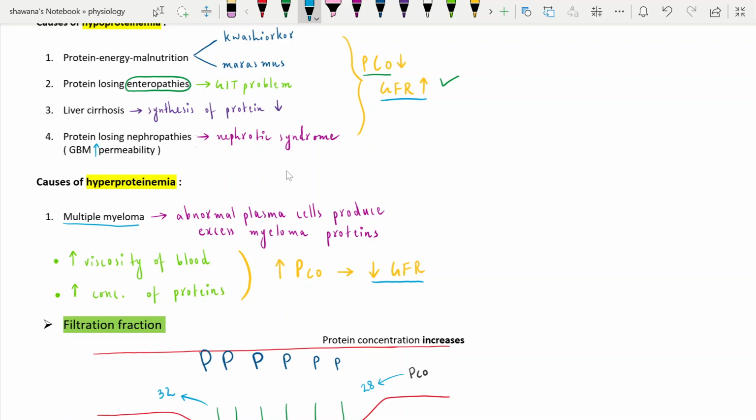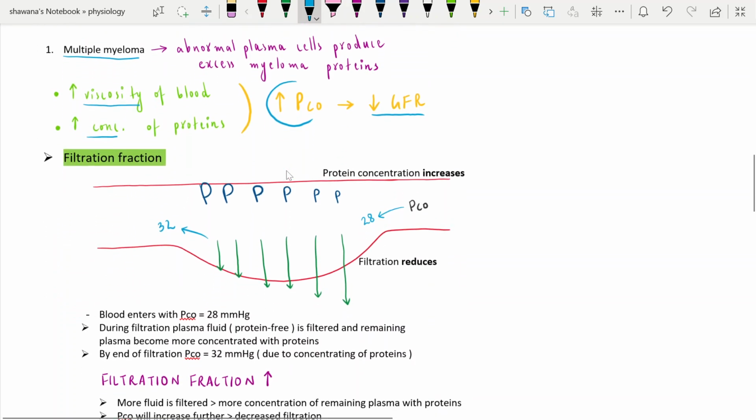They start to produce abnormal immunoglobulins that deposit in different tissues, and the amount of protein in the blood will increase. It leads to an increase in the viscosity of the blood and a concentration of protein inside the blood. So the oncotic pressure increases and the GFR will decrease accordingly.